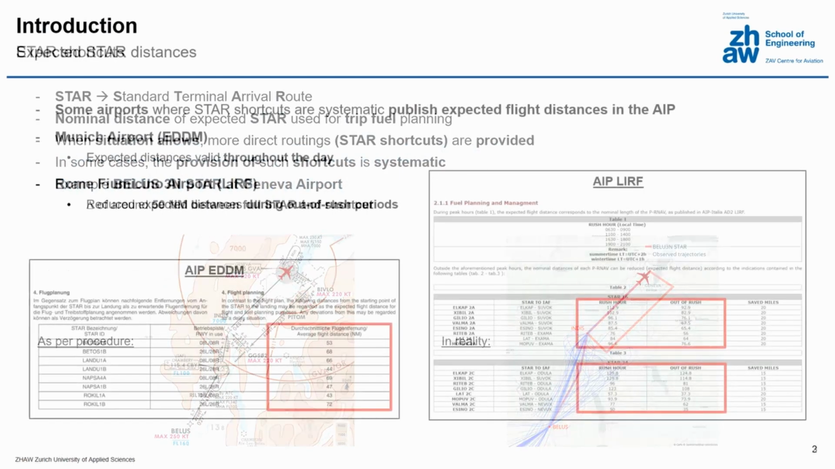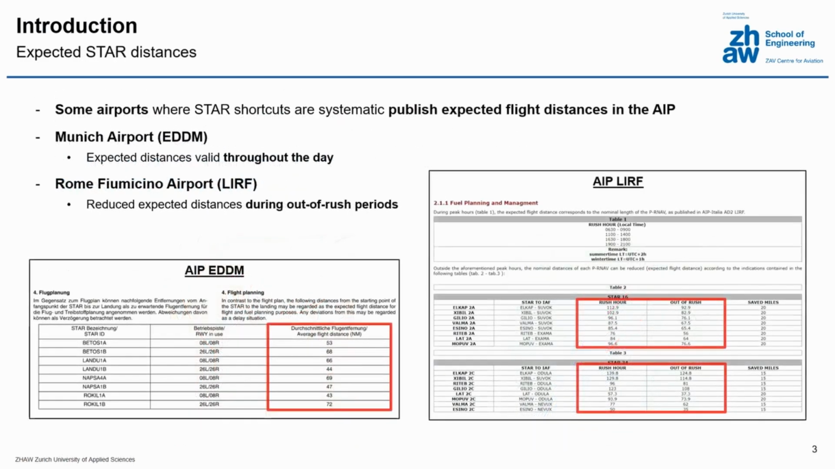And this is a problem that is not unique or isolated to this one STAR procedure at Geneva Airport, but rather there are also other STARs at other airports which are in a similar situation, which is why some ANSPs have actually started to publish expected STAR distances in the respective AIPs, which can be used by operators for flight and fuel planning purposes. So here we see two examples of that.